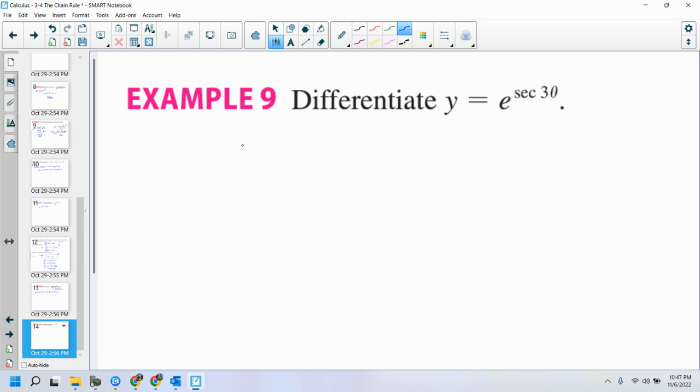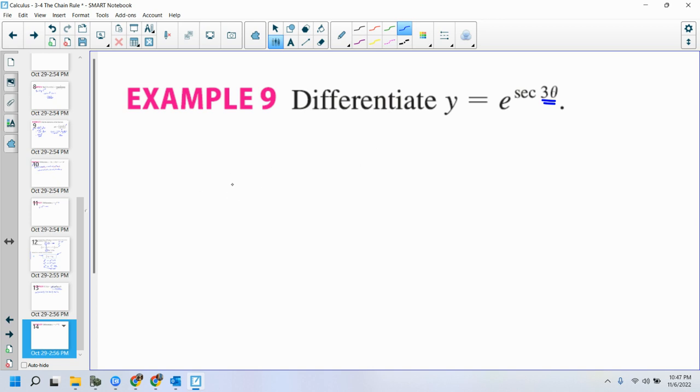All right, so y is equal to e to the secant of 3 theta. Okay, so I recognize the chain rule with the e to the secant of 3 theta. But what we need to see also is that secant of 3 theta is in and of itself a chain rule. Here's what I mean by that.